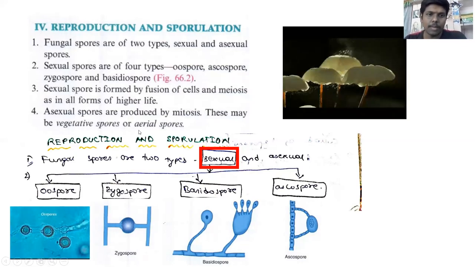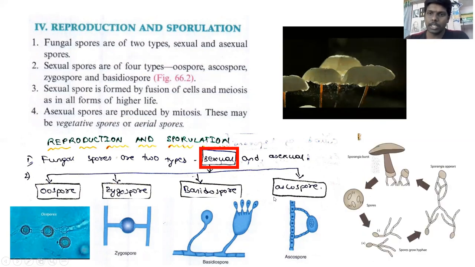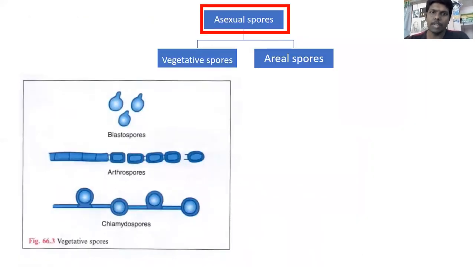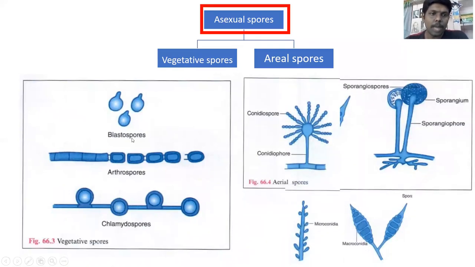Then we discussed asexual reproduction. Asexual reproduction is mediated by mitosis, and they have two types of spores: vegetative spores and aerial spores. In vegetative spores, we have blastospores, arthrospores, and chlamydospores. In aerial spores, we have four types: conidiospores, sporangiospores, microconidia, and macroconidia. So these are the asexual spores, and this is how the fungus will reproduce.